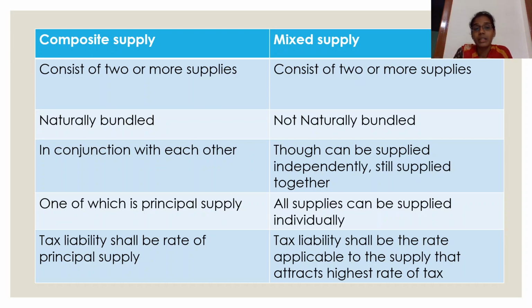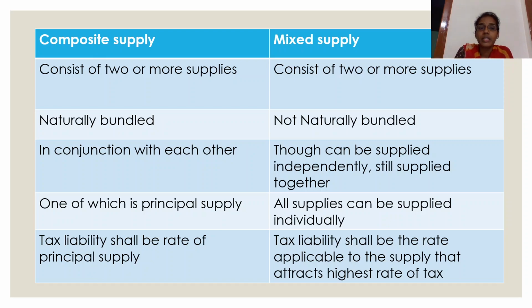First is the similarity, where two or more supplies are present in both composite supply and mixed supply. In case of composite supply there will be two or more supplies, and in case of mixed supply also there will be two or more supplies. It can either be goods or services, or a combination of both goods and services.